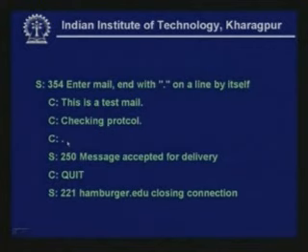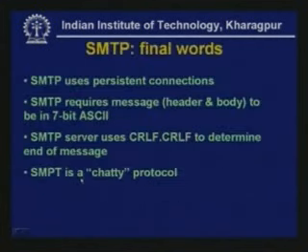So CRLF followed by dot followed by CRLF is SMTP's way of checking that the mail body has ended. The message 250 means the message is accepted for delivery. Now, when the message has been accepted, you can quit, and then it quits.